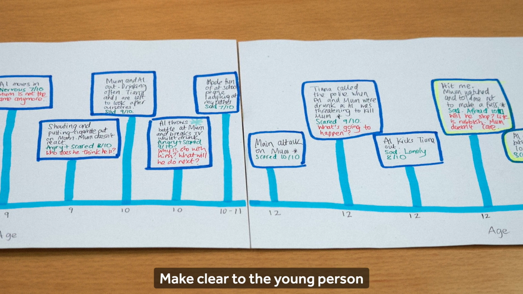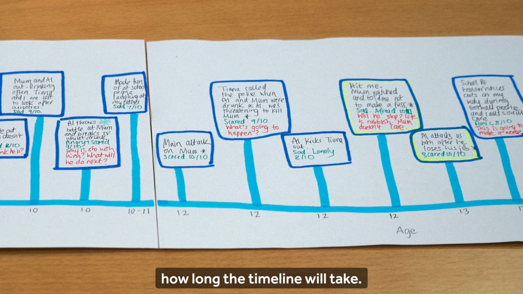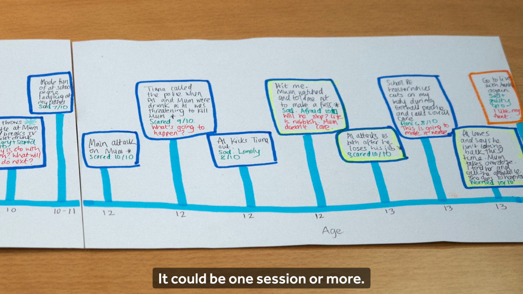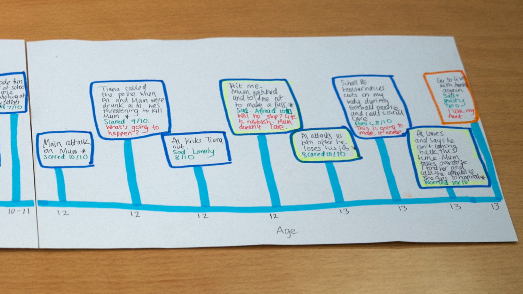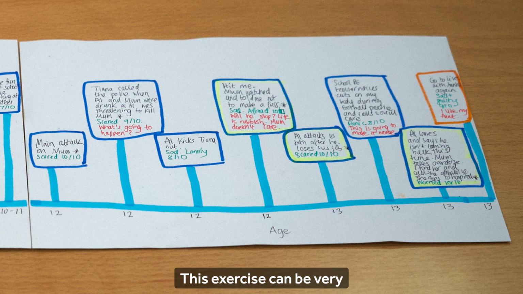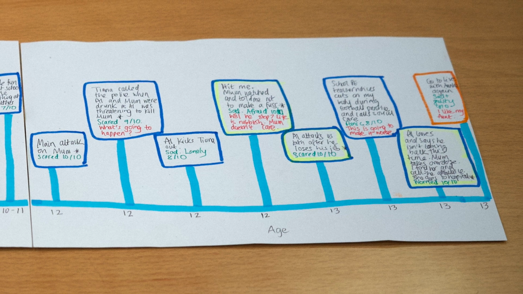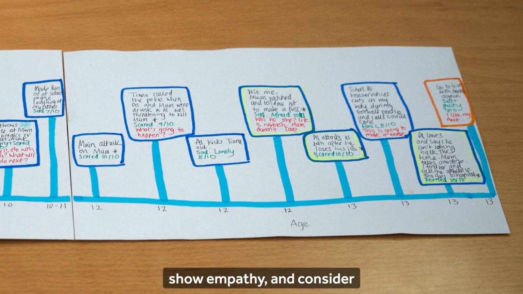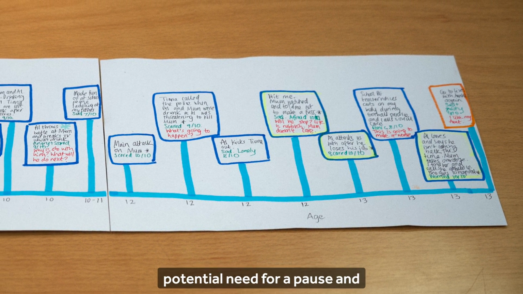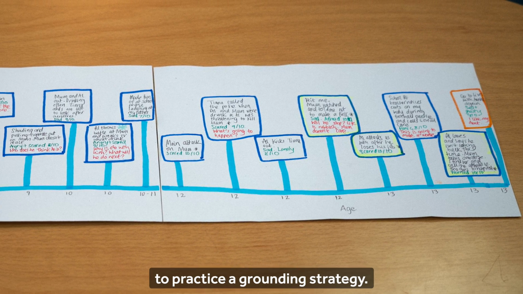Make clear to the young person that there is no set rule on how long the timeline will take. It could be one session or more. This exercise can be very difficult for young people. Validate their emotions, show empathy, and consider potential need for a pause and to practice a grounding strategy.